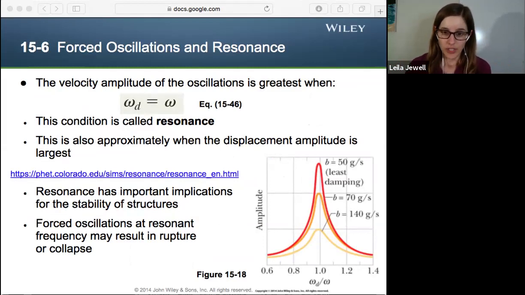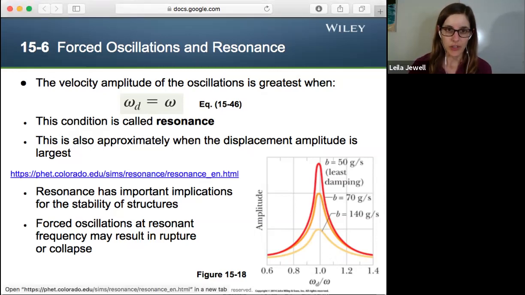So that's what's shown here in the graph, for different values of damping, right? If you have the least amount of damping, you see this most pronounced, but it's at the same point: if you look at the driving frequency relative to the natural frequency, when they're exactly equal, the amplitude of the motion gets huge compared to on either side, where the amplitude is much smaller.